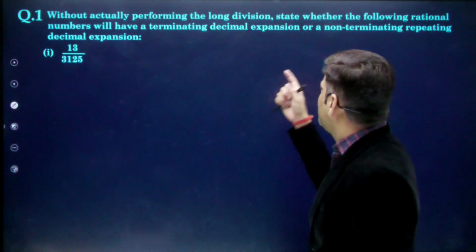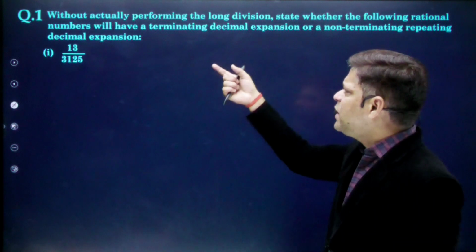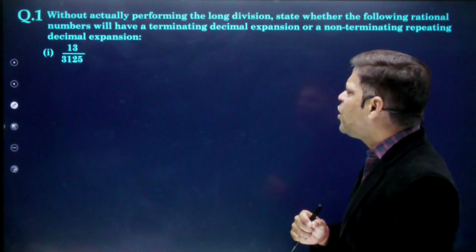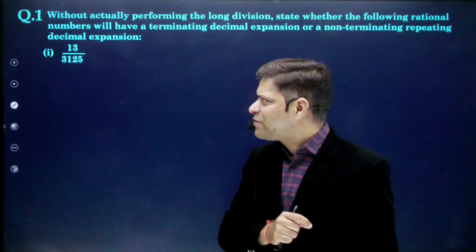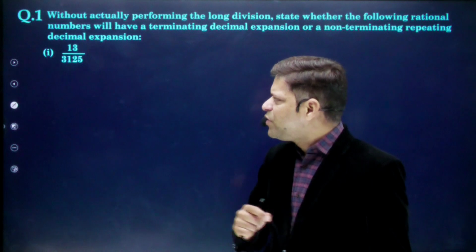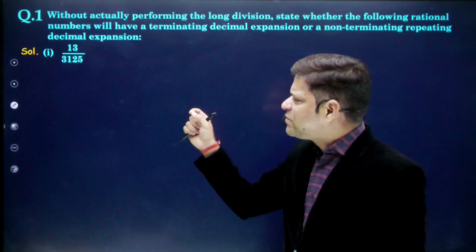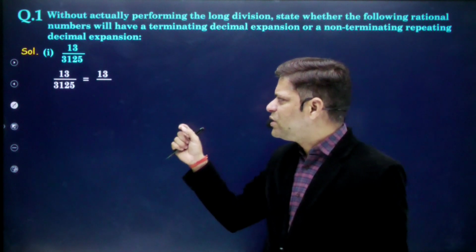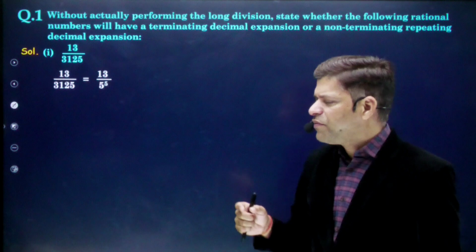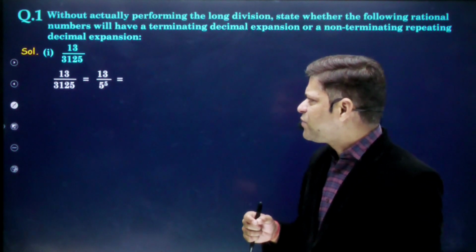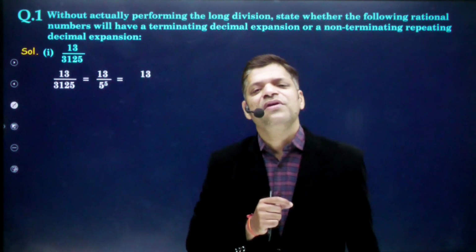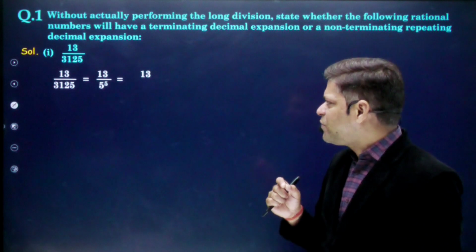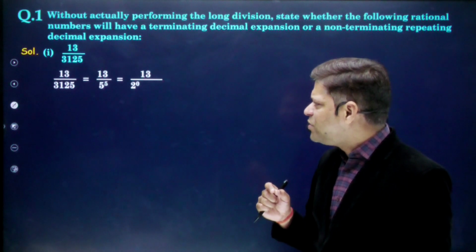We have to state whether the following rational numbers have a terminating decimal expansion or a non-terminating repeating decimal expansion. The first question given is 13 over 3125. We can write 13 over 3125, and if we do the prime factorization, the denominator is 5 raised to the power 5. So finally it can be written as 13 over 5 raised to the power 5 into 2 raised to the power 0.